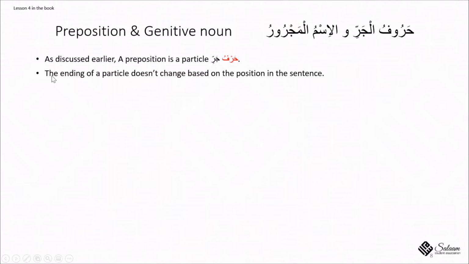Also, very important information: the ending of all the particles does not change. So there is no i'rab for the ending of the particles, huruf. The ending does not change. So the prepositions we're going to say right now, wherever the position of the preposition is in the sentence, will stay the same. The ending of the preposition will stay the same.